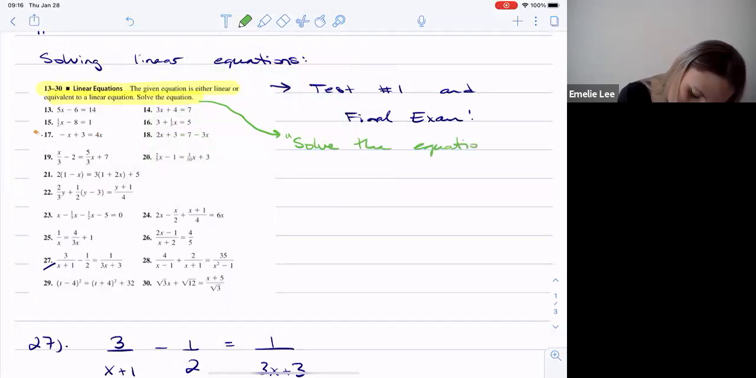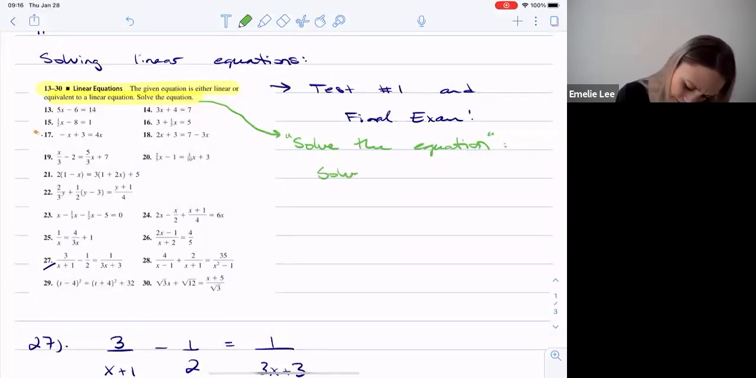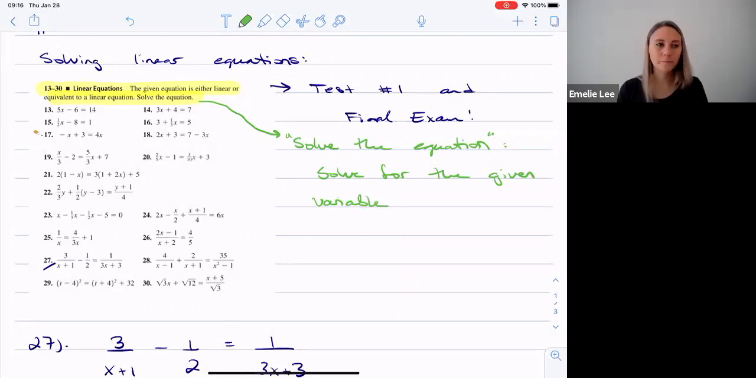Because sometimes that's not obvious, right? When you're first getting into these types of problems, solving the equation, what does that even mean? Solve the equation means solve for the given variable, right? Here you're going to solve for x in 13. In 22, you're going to solve for y, but of course the mechanisms stay the same. And then in 29, you're going to solve for t, right? So just solve for whatever variable is in there, but there should only be one variable.